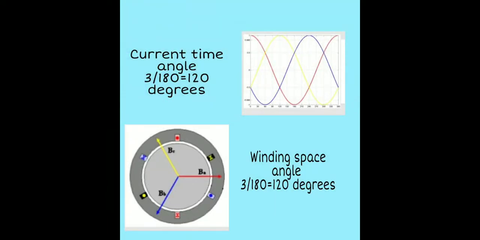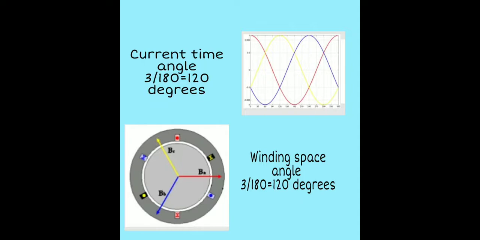See here, the current time angle is 3 by, not 180, here it is 3 by 360, 120 degrees. And the windings' space angle: see here, R, Y, B, the angle between RY, YB and BR is 120 degrees.